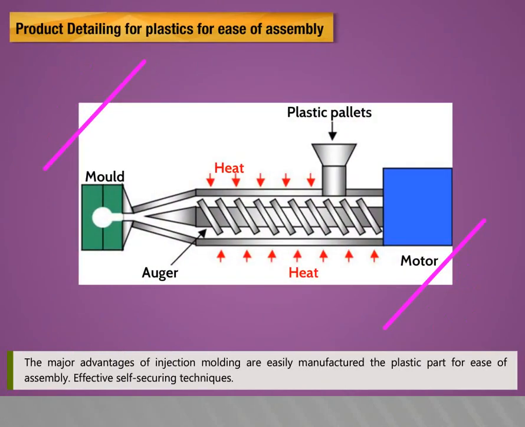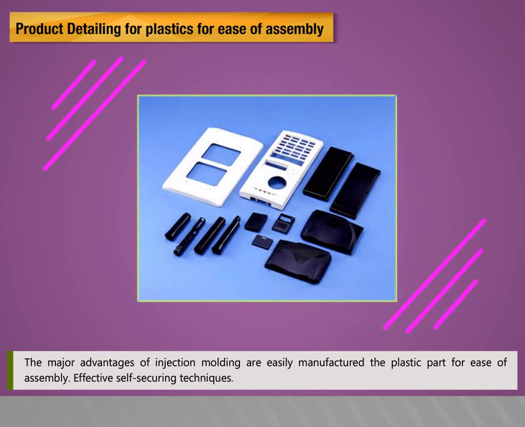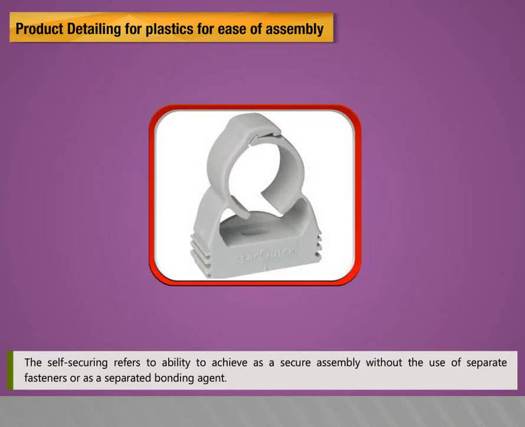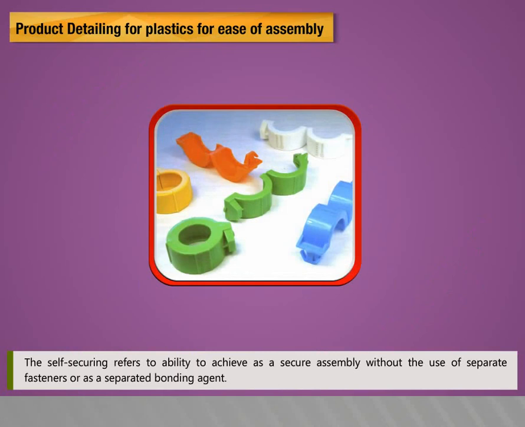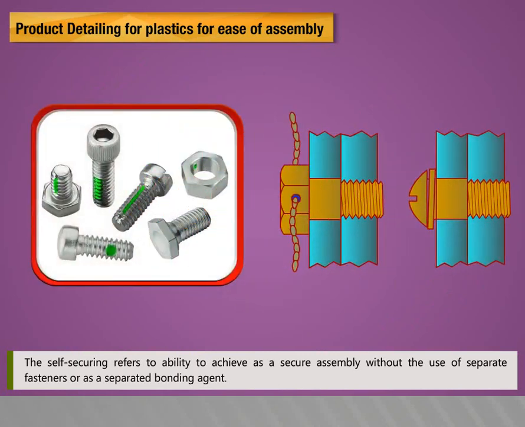The major advantages of injection molding are that plastic parts are easily manufactured for ease of assembly. Effective self-securing techniques: self-securing refers to the ability to achieve a secure assembly without the use of separate fasteners or a separate bonding agent.